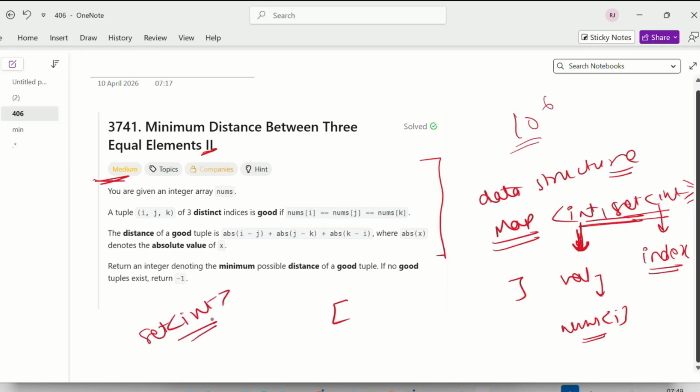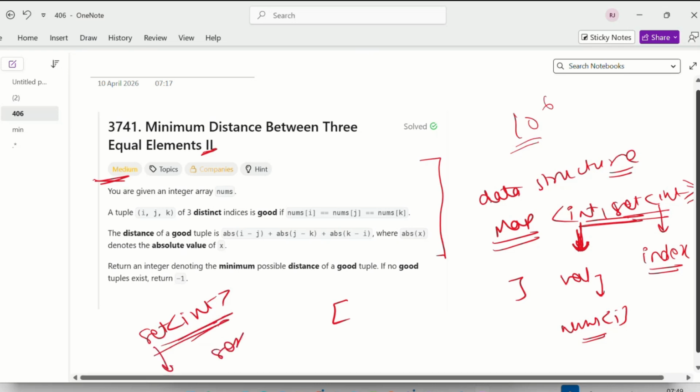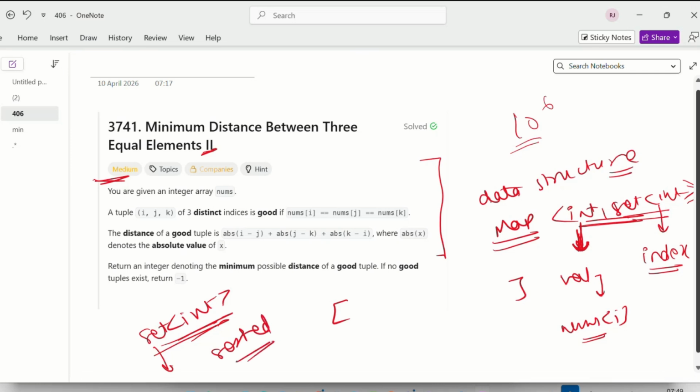There is one more thing to use: set<int> will store the indices in sorted order. Then we don't need to sort it again. It will already store them in sorted order. So correspondingly, we will try to fill the values in this map, and it will make our solution easier.